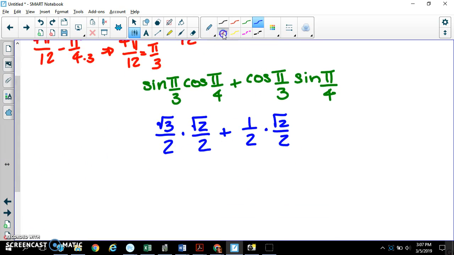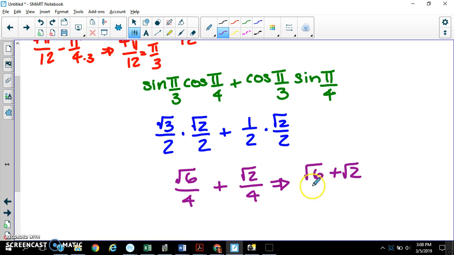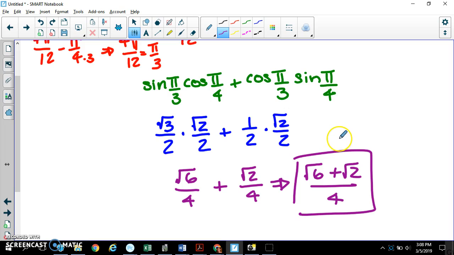So when I combine these together, I get square root 6 over 2 plus square root 2 over, oops, just kidding. This is what happens when you rush. Square root 6 over 4 plus square root 2 over 4. See, would have been on the wall of fail there, saying 2 times 2 is 2. Square root 6 plus square root 2 over 4. And there's your answer. Okay?